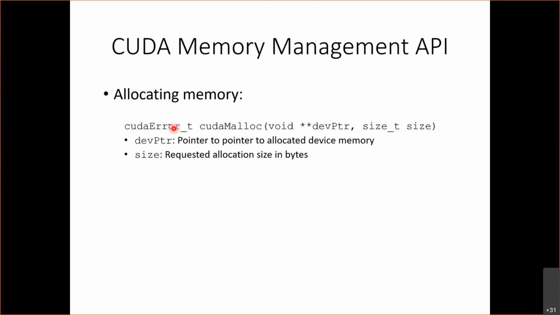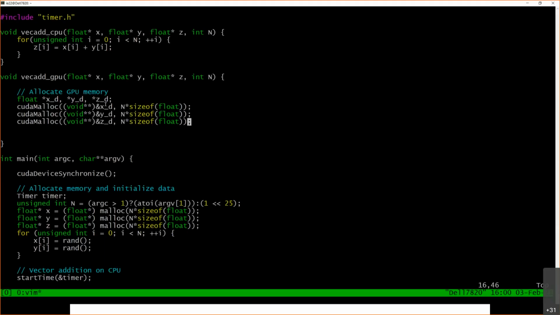And the reason why we're not doing x_d equals cudaMalloc is because we want to use the return value as an error code, and that is why we are passing the pointer where we want the result to be as a parameter, as opposed to what we did down here, where we did x equals malloc something. Okay.